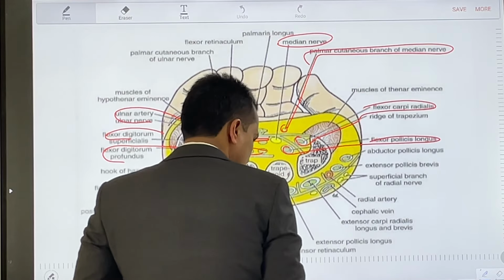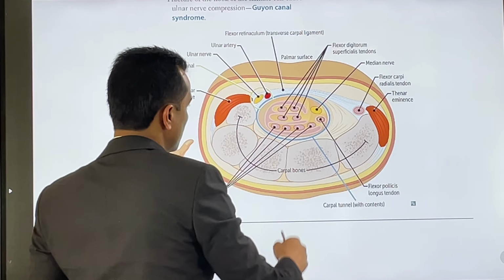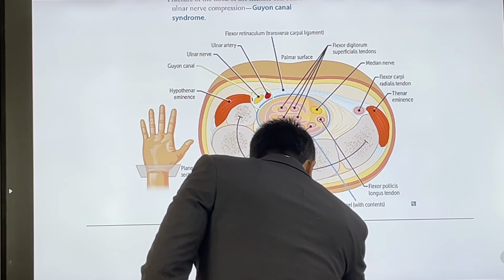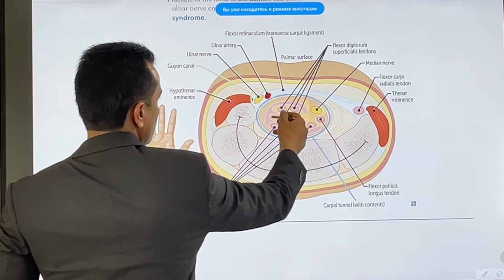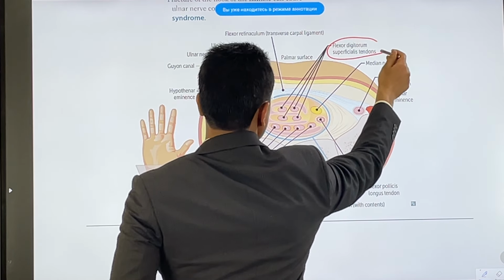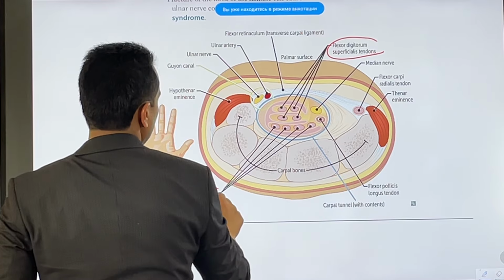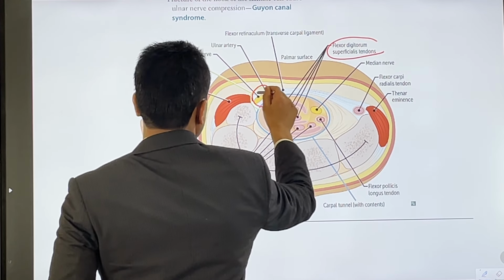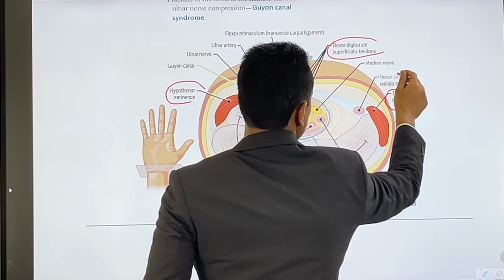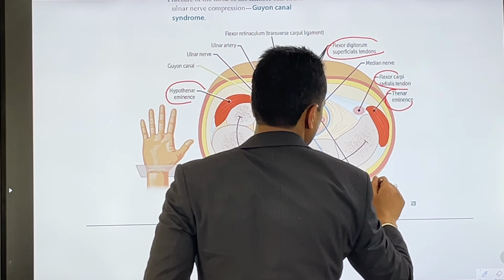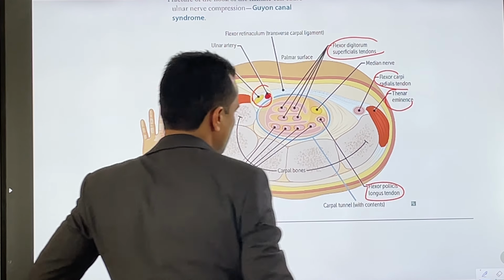And then this is the structure from the latest edition of USMLE. So here you can see the flexor digitorum superficialis tendon, flexor digitorum profundus tendon. Here you have the Guyon canal. This is your hypothenar. This is the thenar muscle. Then you have the flexor carpi radialis, and then you have the flexor pollicis longus tendon.